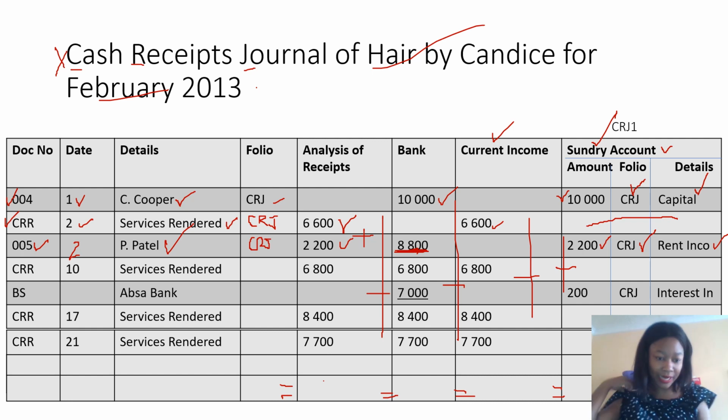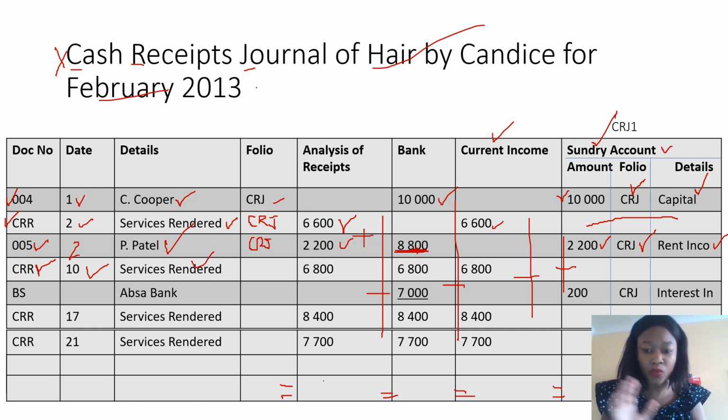But let's look at the last transaction. On the 10th, services rendered for the day 6,800 as indicated by the cash register roll. Cash register roll is our document number, so we will have CRR. On which day? On the 10th. And then why are we receiving money? From services rendered. Many people, we just write services rendered. And then the money was received in the cash register roll, so we record it under analysis of receipt. How much? 6,800.